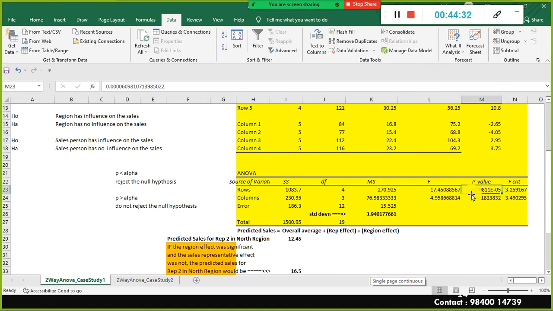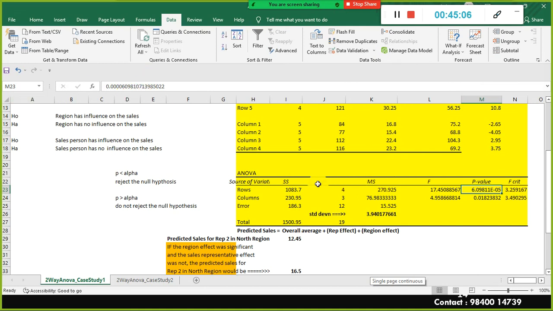Whenever you find a value like this that ends with E minus 5 or E minus 4, that means this is nothing but 1 divided by 10 to the power 5. So 6.09811 times 1 divided by 10 to the power 5. So what is that? It will be like 0.0. Look here, can you see it here? 0, 0. I just selected this one.